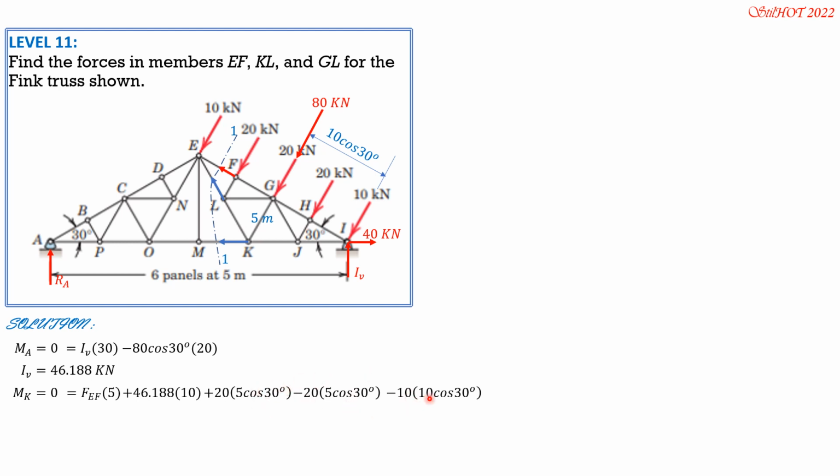FEF is 10 times 10 cosine 30 minus 46.188 times 10, then the answer divided by 5. So FEF is negative, therefore it is compression. I just made it positive, then indicated compression, 75.06 kilonewtons compression. Next is KL. KL is here.